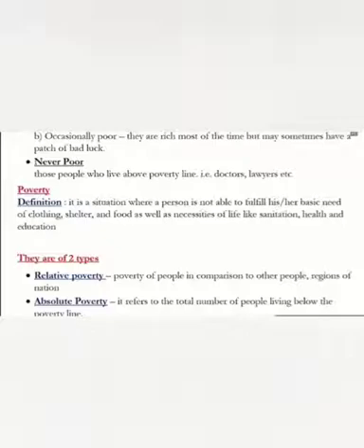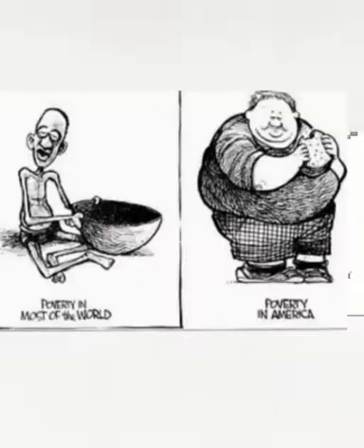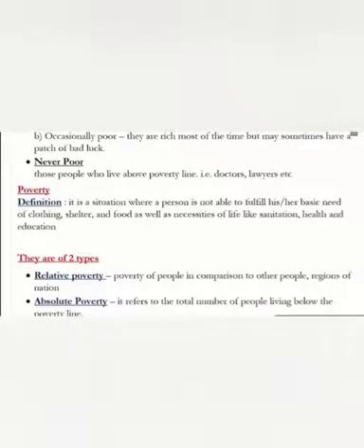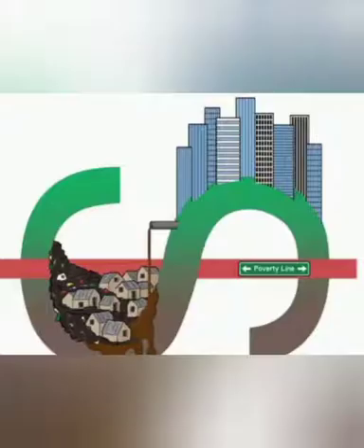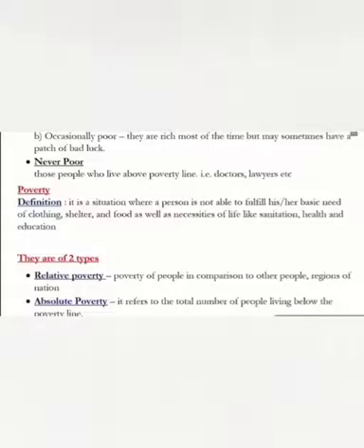Okay, absolute poverty refers to the total number of people living below the poverty line. In our India, usually we observe absolute poverty. In developed countries, they face relative poverty. They are always compared to others. Children, usually in our India, those who are living below the poverty line we call poor people.